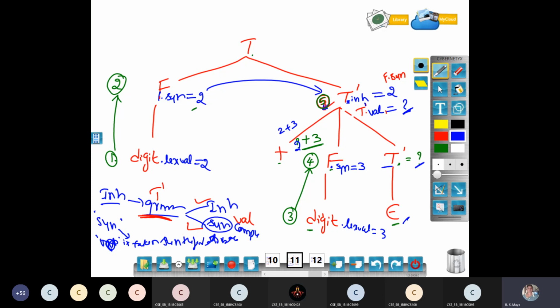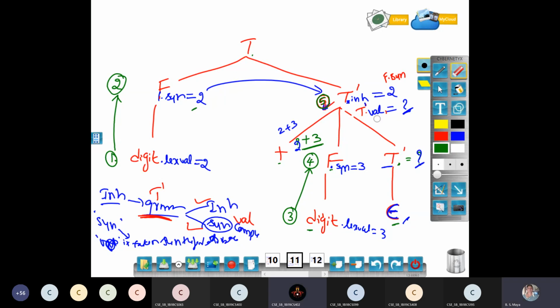See, now the root has 2 on the left hand side, plus is there, next is 3. But I want to calculate what this T dash is. But T dash has epsilon, right? Yes, ma'am. Epsilon is nothing, but I want to be able to calculate this question mark. How to calculate? As per your inherited definition, what is your inherited definition?